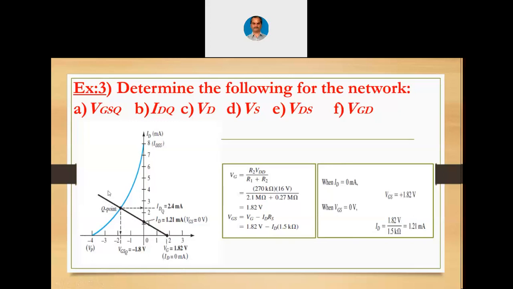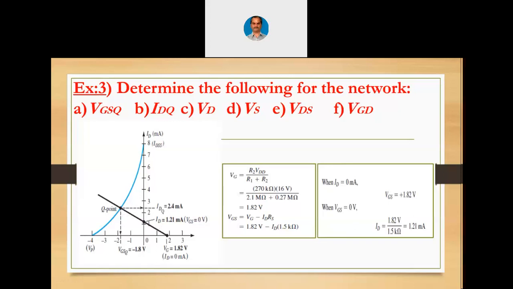We extend the straight line this way, and it is cutting the transfer curve here. Correspondingly we get IDQ equals 2.4 milliampere and VGSQ equals minus 1.8 volts. So VGSQ is minus 1.8 volts and IDQ is 2.4 milliampere.